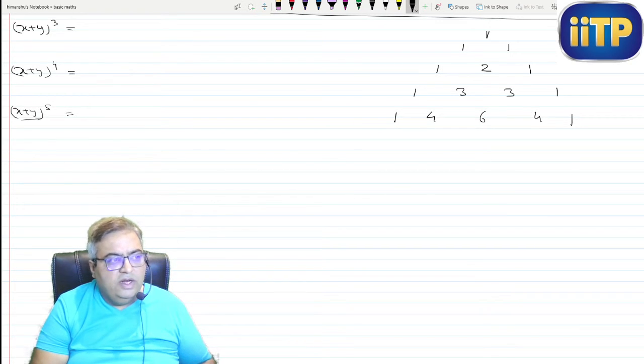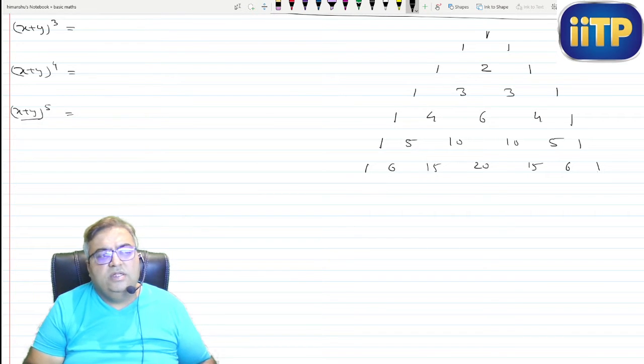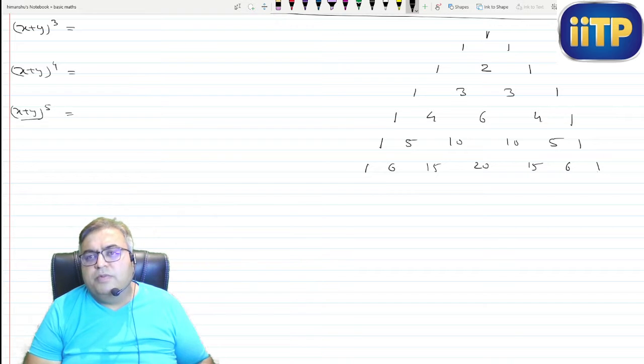Now further you can extend it, like 1; 1 plus 4 is 5; 4 plus 6, that is 10; 6 plus 4, that is 10; 4 plus 1 is 5 and the end is 1. Again, if you want to extend it further, 1; 5 plus 1 is 6; 5 plus 10 is 15; 10 plus 10 is 20; this is again 15; 5 plus 1 is 6 and it ends with 1. And similarly, you can extend this. You can see a triangular pyramid being formed. This is what is called the Pascal triangle.